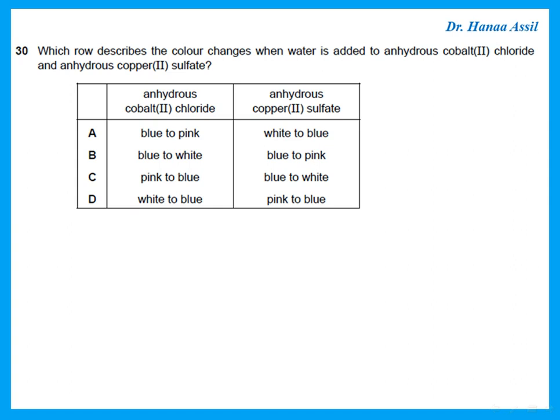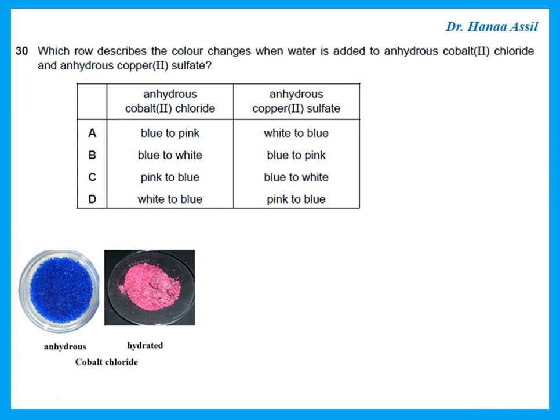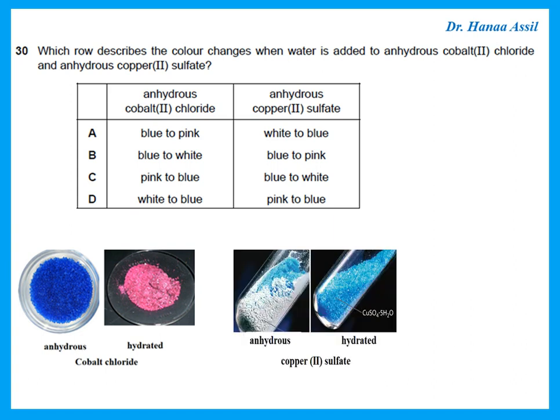Which row describes the color changes when water is added to anhydrous cobalt chloride and anhydrous copper sulfate? Remember that these are the chemical tests for water. If I add water to anhydrous cobalt chloride, it turns from what to what? From blue to pink. If I add water to anhydrous copper sulfate, it turns from white to blue. So my answer is A.